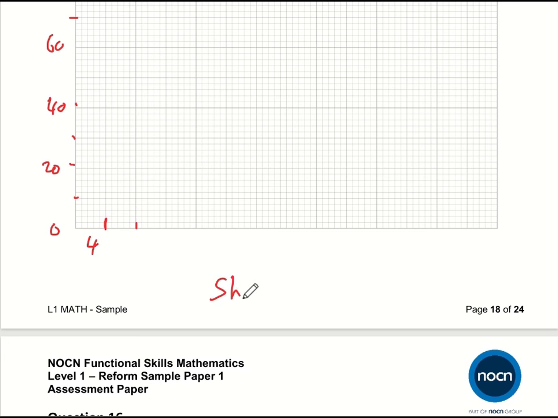So first of all, let me note here, let's label the axes. So this is shoe size. So 4 is going to be across the bottom from there to there. 5 is going to start here and finish there. So all these need to be exactly the same width. 6, 7, 8, and shoe size 9.